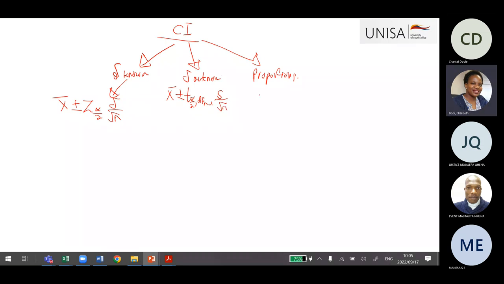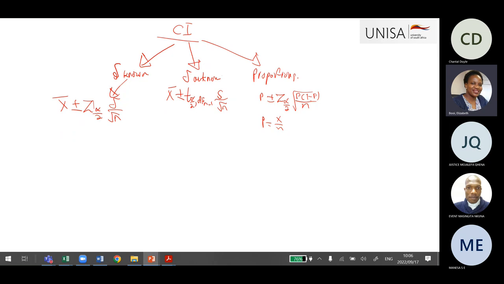For the proportion, we use the point estimate plus or minus the critical value, which will be alpha divided by 2 times the standard error, which is given by the sample proportions. Now, if your p is not given, we know that we can use the number satisfying divided by n. How do we find the critical value? You find the critical value on the table.